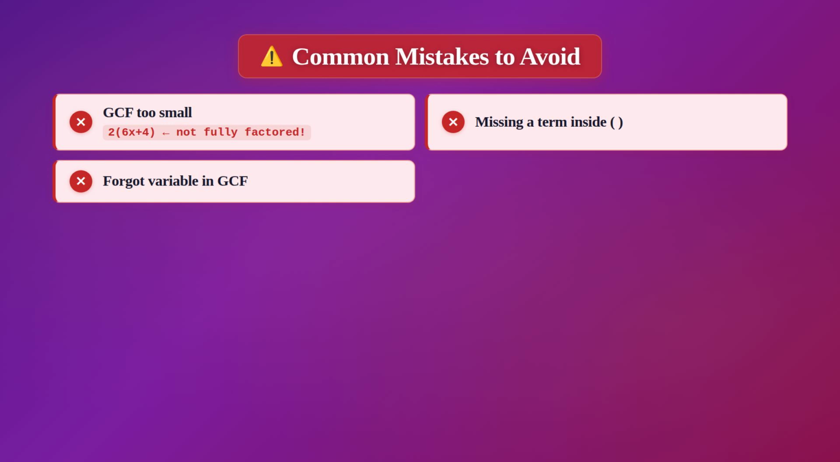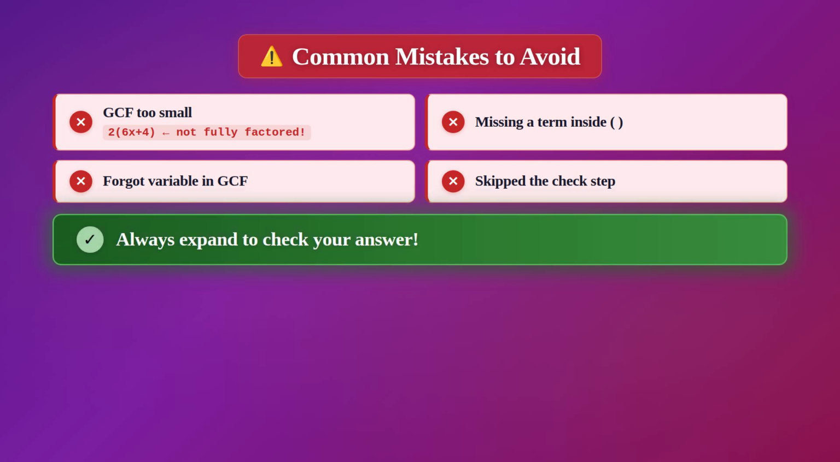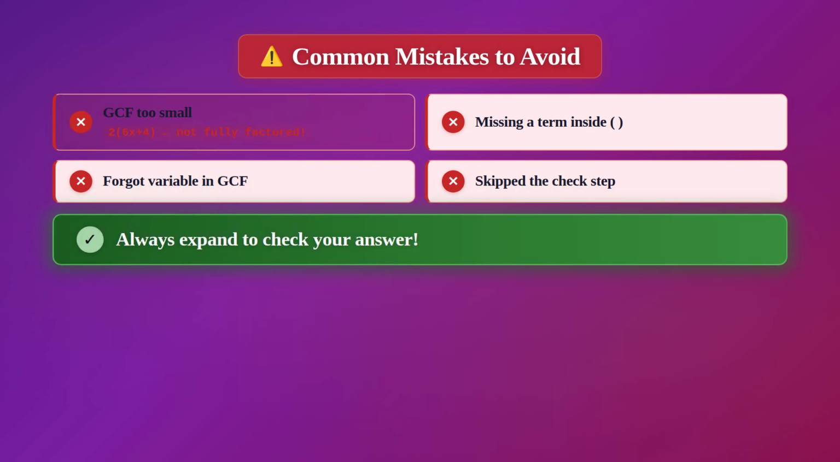Maya made a couple of slip-ups when she first tried these, and honestly, most students do too. So let's talk about the most common mistakes. First, using a GCF that's too small. For 12x plus 8, some students say the GCF is 2 and get 2 times 6x plus 4. That's technically factored, but it's not fully factored. 4 is still even. Always use the greatest common factor.